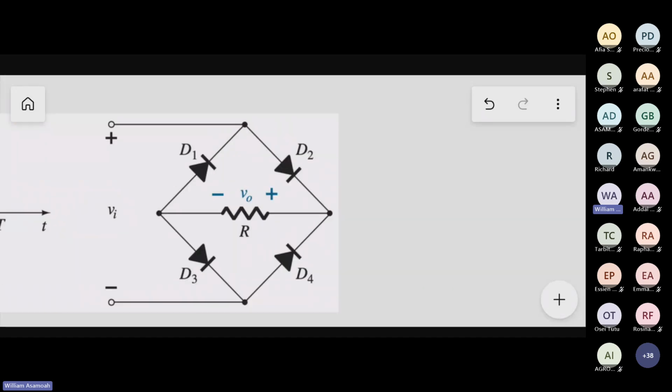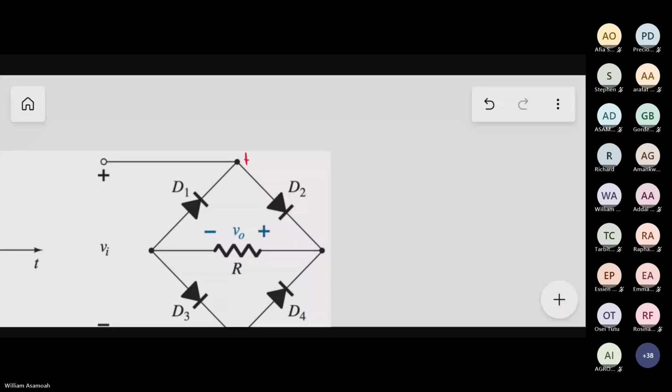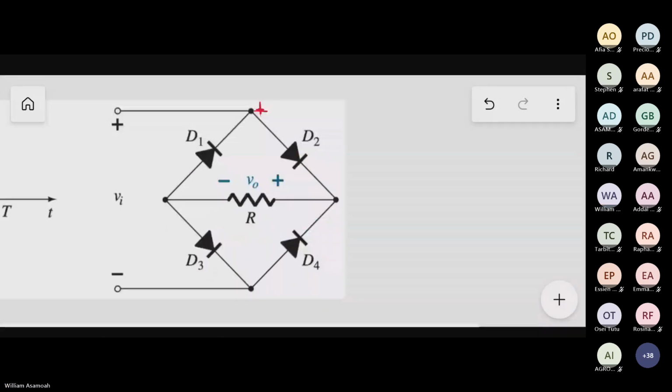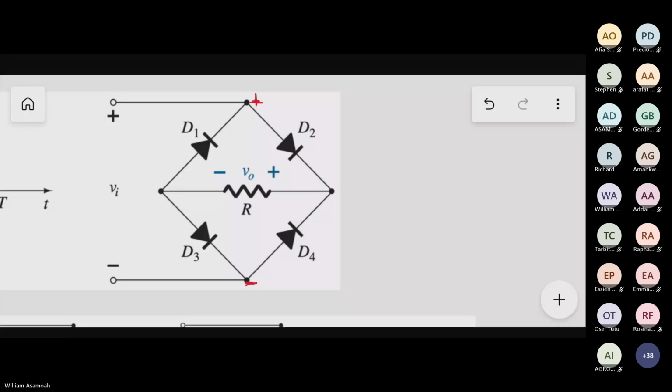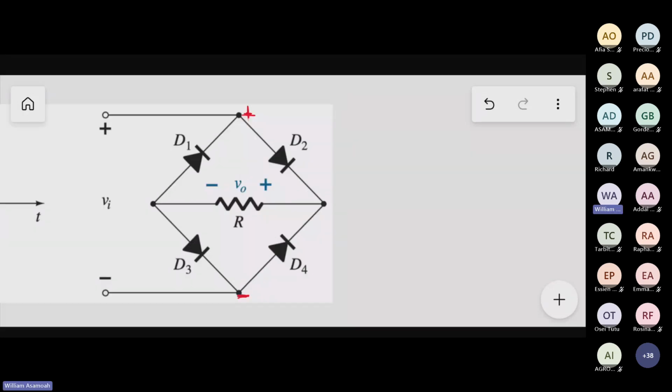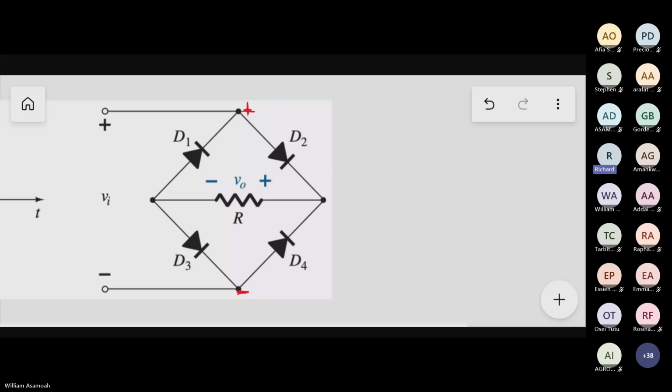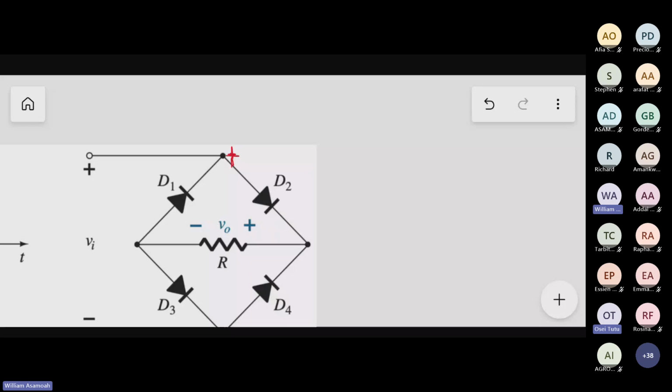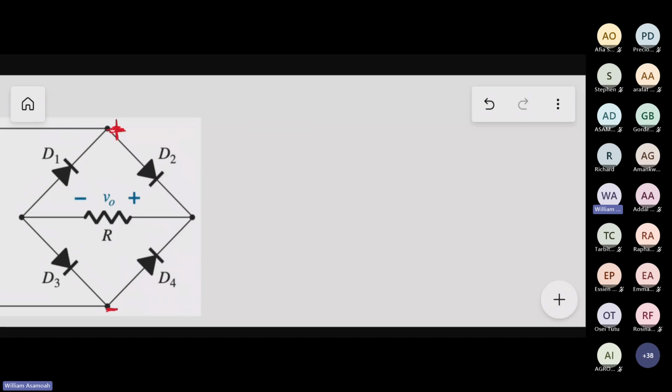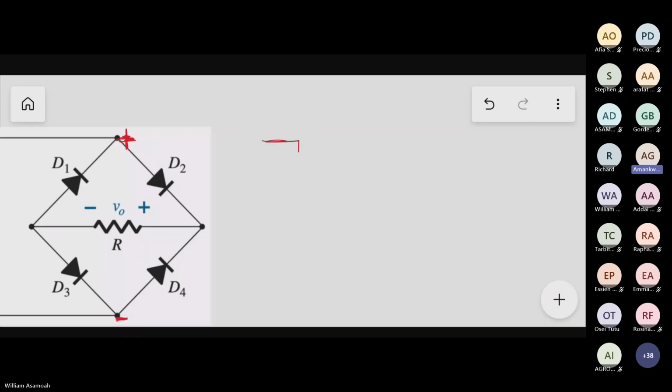If this top part here is positive and this side here is negative, which of these two diodes, D1 and D2, is forward biased? And so which one will conduct? D2 will be forward biased. Exactly. Let me draw it this way so you see it well.